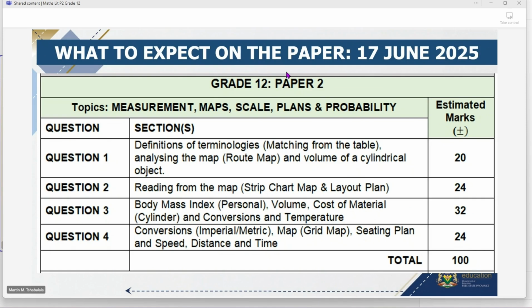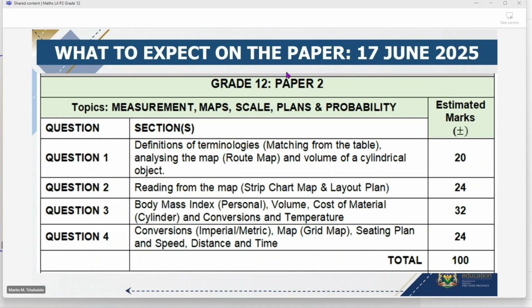And the strip chart map. You've been doing this a lot with your teachers. Prepare during the weekend again, because there will be a question based on that. You know what the conditions or the characteristics of a strip chart map are. It's not drawn up to scale, but it shows you the distance between two towns or three towns, whatever. I'll show you an example of a strip chart map. I'm not going to be so long.